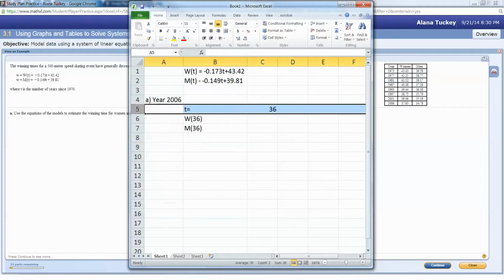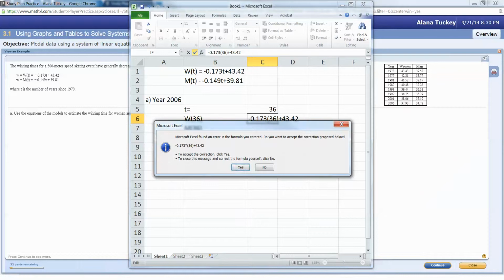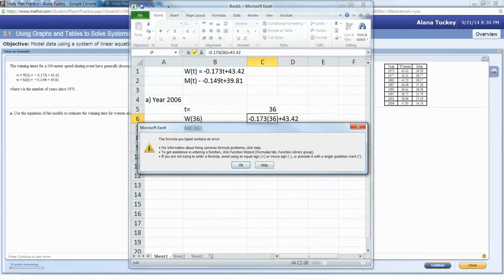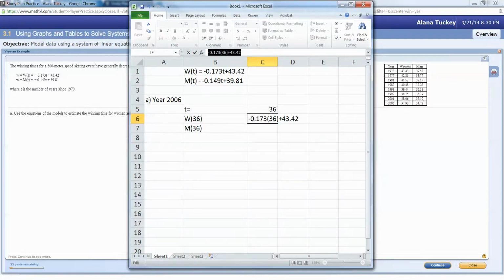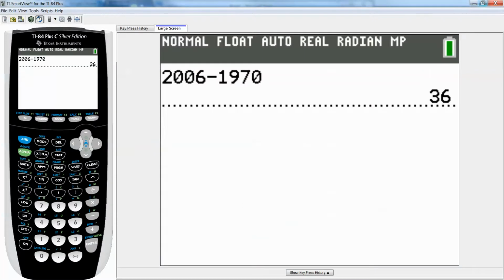All right. So let's see, W of 36, that's going to be equal to negative 0.173 times 36 plus 43.42. Sorry, it's getting possessed with me. It doesn't like what I'm doing. One second. There we go. I've got that all squared away. All right, so W of 36 is going to be equal to negative 0.173 times 36 plus 43.42. And then I'm just going to make the calculator find that for me.